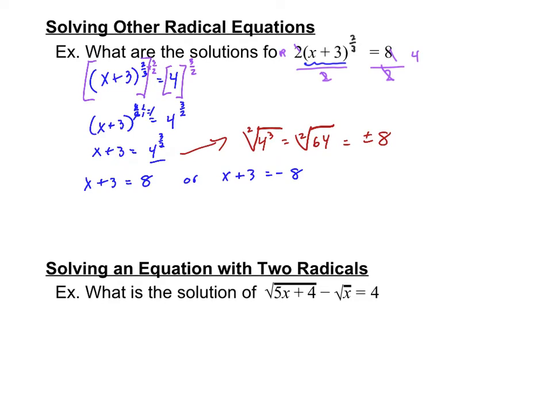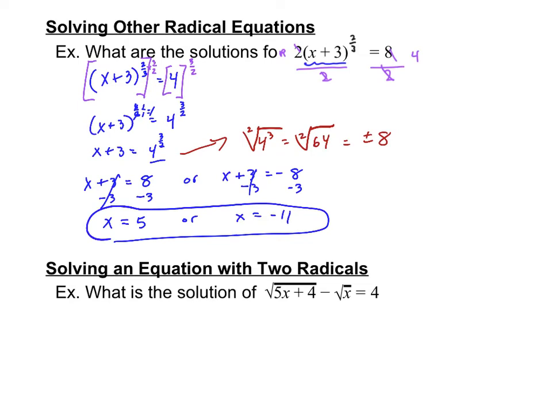Do your inverse operations, isolate your variable, and in doing so, I find out that x is equal to 5, or x is going to be equal to negative 11. And there you have it. We end up with two solutions. If you go back in and you check these solutions, you'll find out they're both valid. So they both check, and there you go. x equals 5, x equals negative 11.